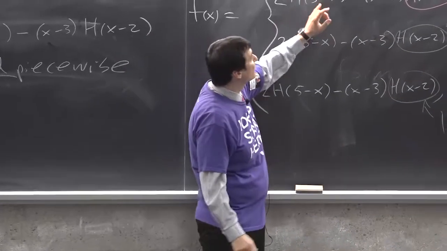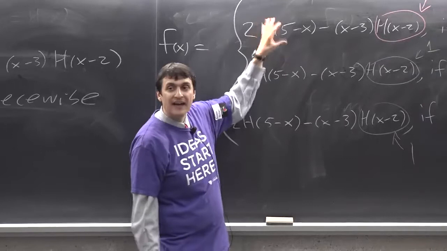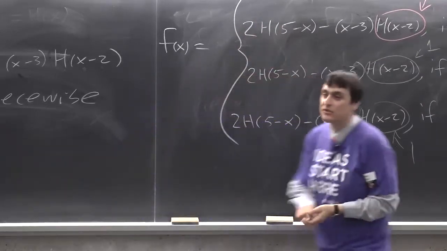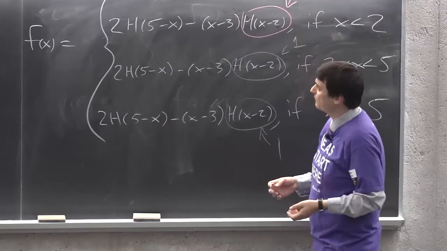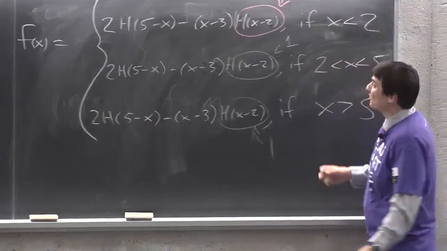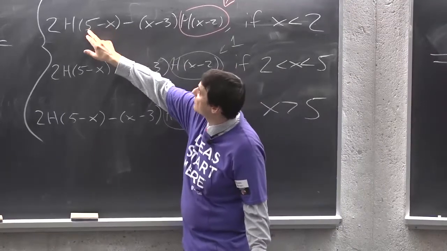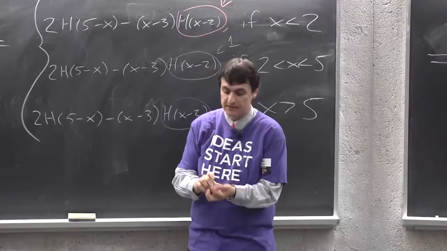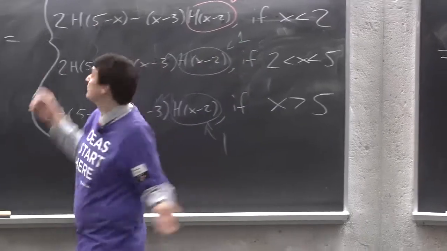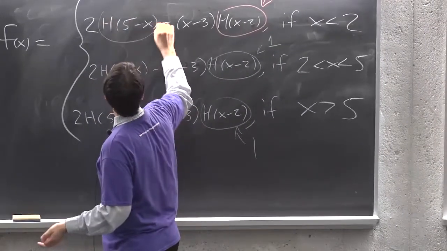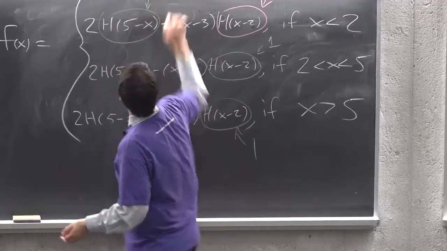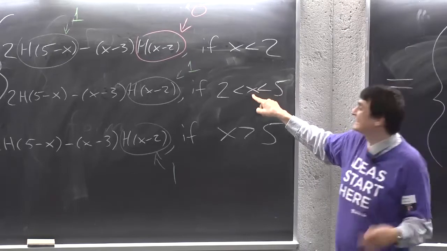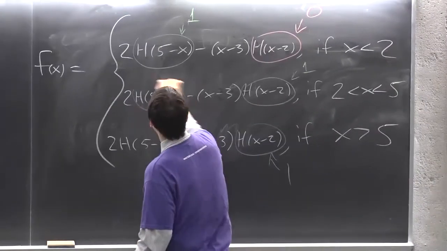You said h of 5 minus x is 1 if x is less than 5. We talked about it, right? If x is less than 5, you subtract 5 minus something small, positive. So h of a positive number is 1. So this is 1. X is still less than 5, so h of 5 minus x is still 1.